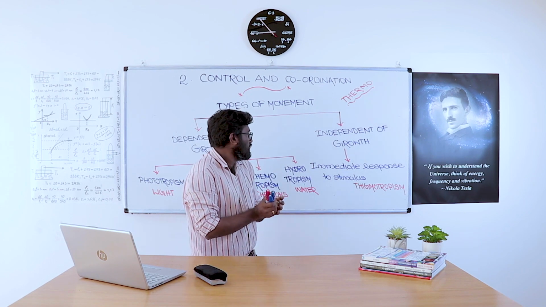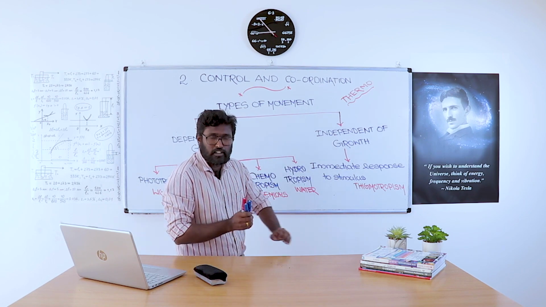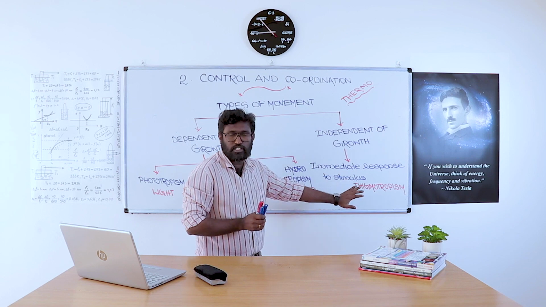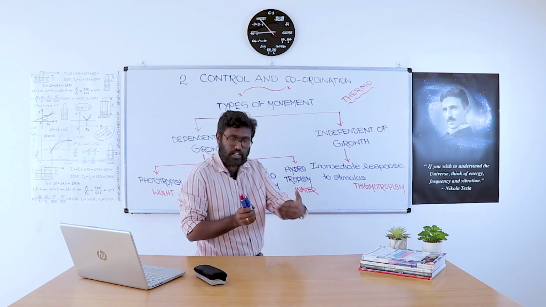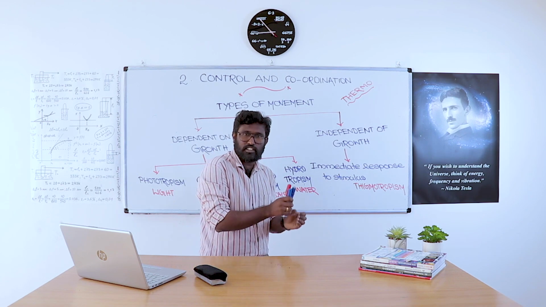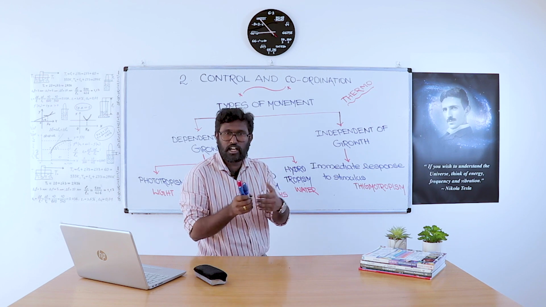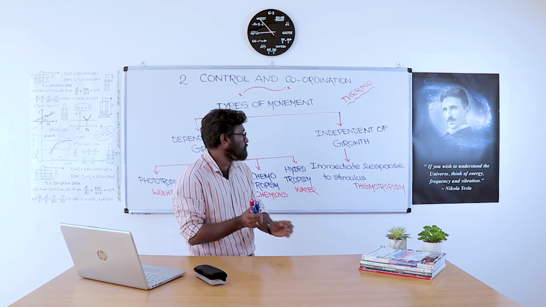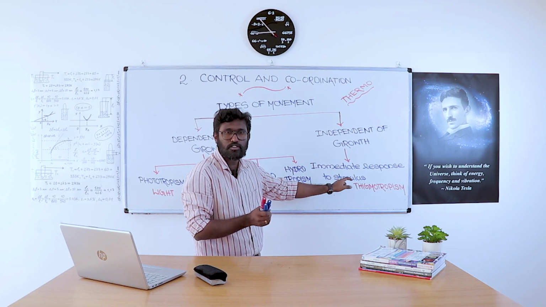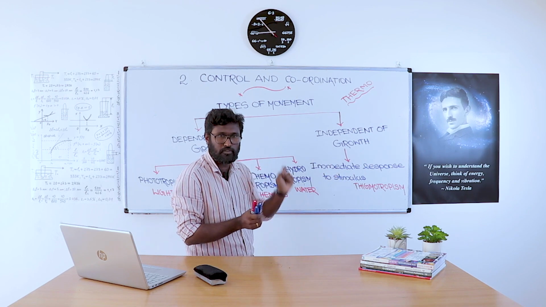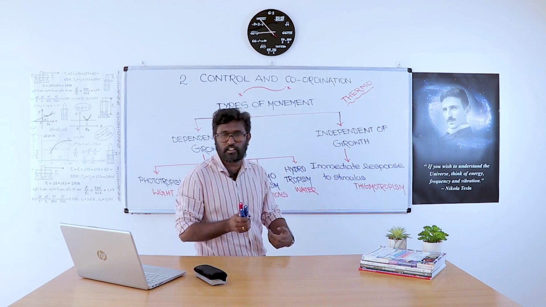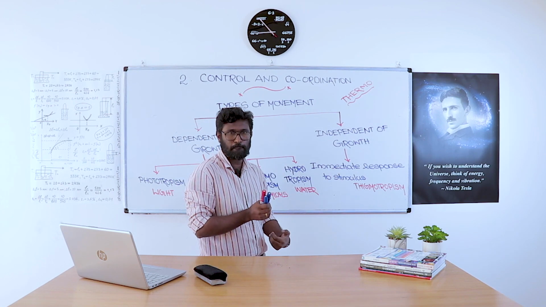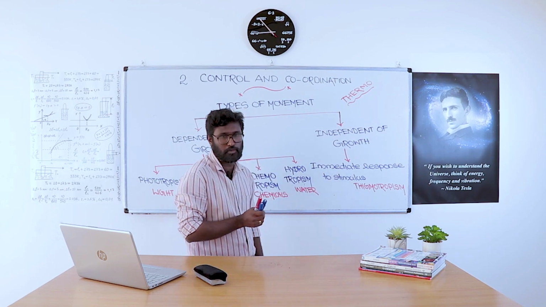So if there is an immediate response to a stimulus, that is called thigmotropism. For example, if we touch a touch-me-not plant, the leaves immediately droop. That is an example of thigmotropism, because when we apply a stimulus, there is an immediate response from the leaves.